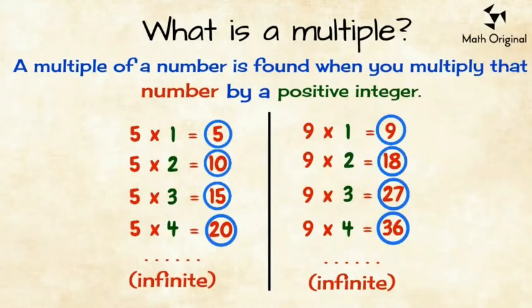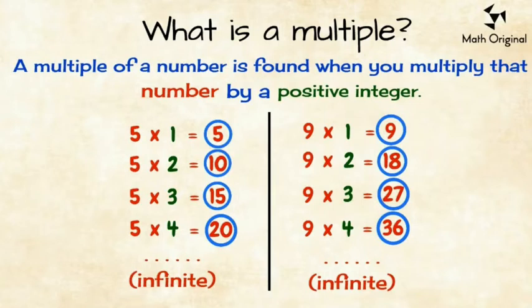Next is multiple. A multiple of a number is found when you multiply that number by a positive integer. For example, when we multiply 5 and 1, the answer is 5. When we multiply 5 and 2, the answer is 10. When we multiply 5 and 3, the answer is 15. So there are infinite multiples of any number.